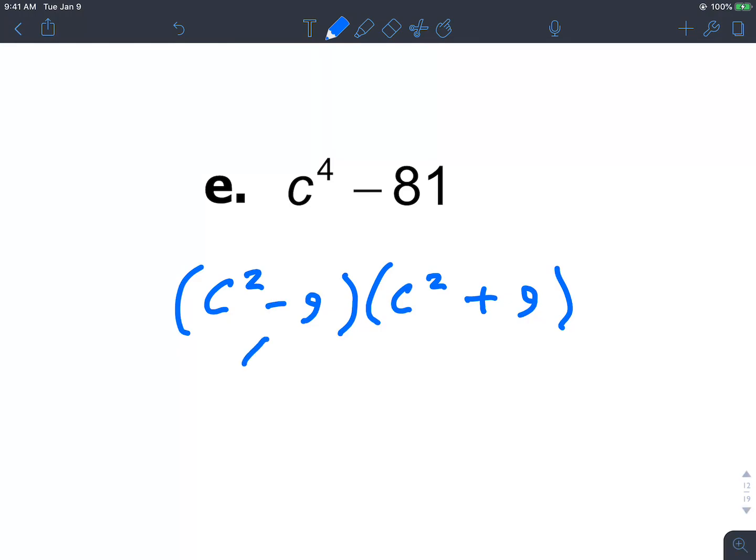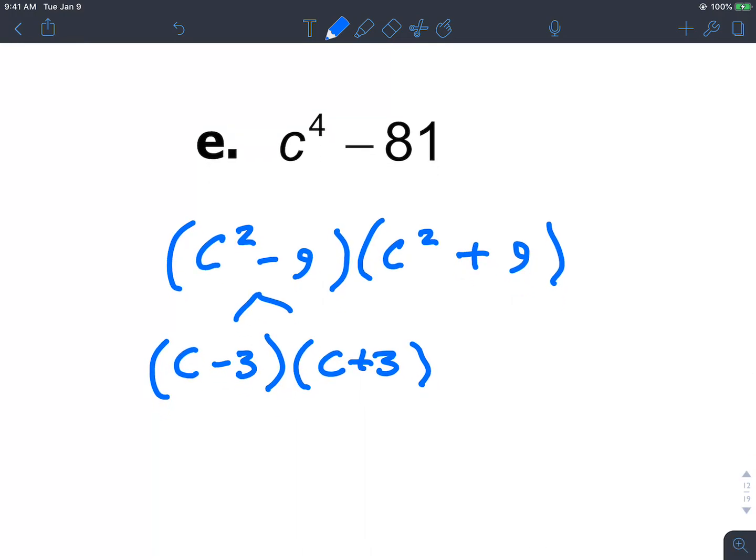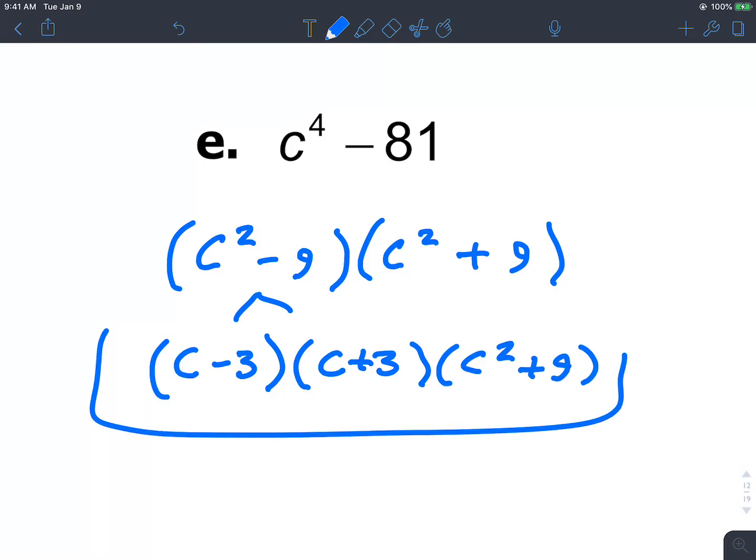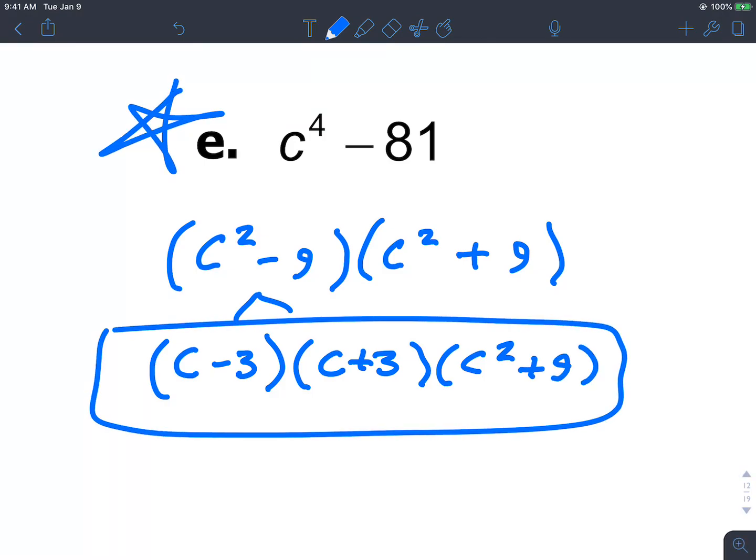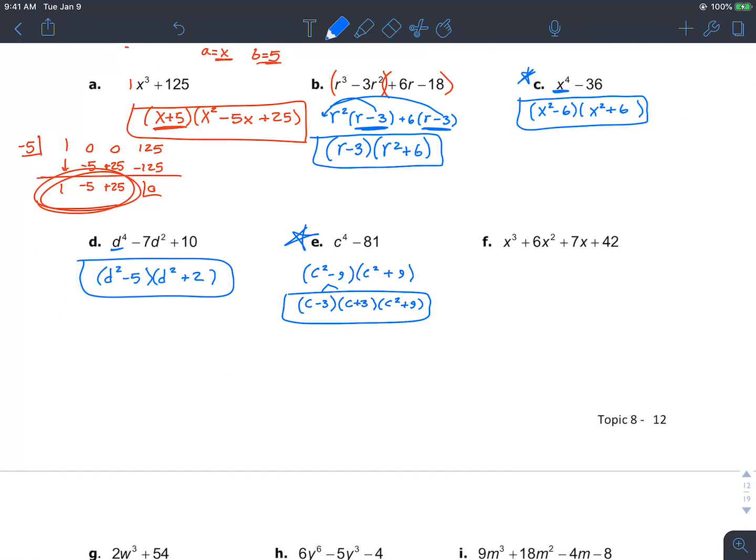But C squared minus 9, we can actually simplify that and factor that one out. And that would be C minus 3 and then C plus 3. Notice that's another difference of squares. It's a difference of squares inside of another difference of squares, I guess. So this would be this one fully factored. And I'd definitely put a star next to that one because you'll see that quite a bit, where they'll have you do a couple of extra steps for factoring.